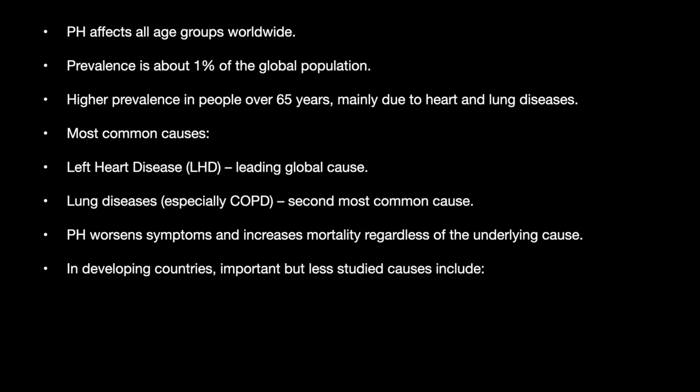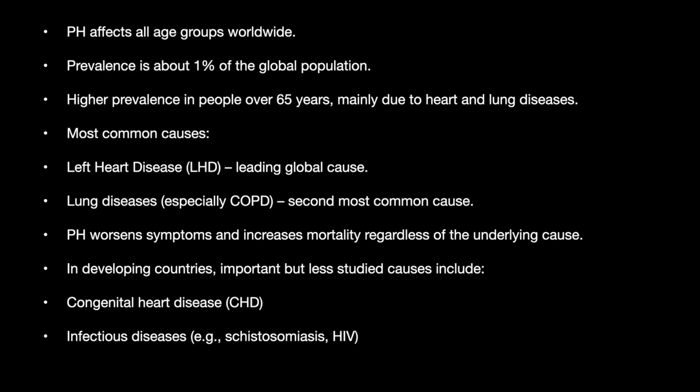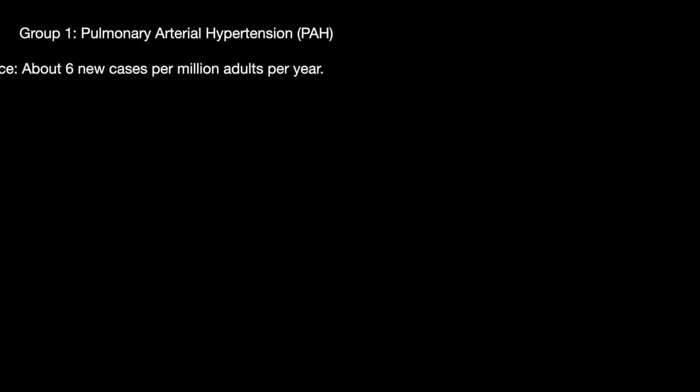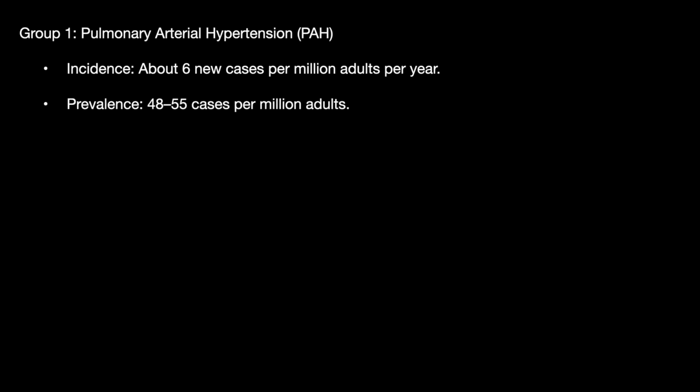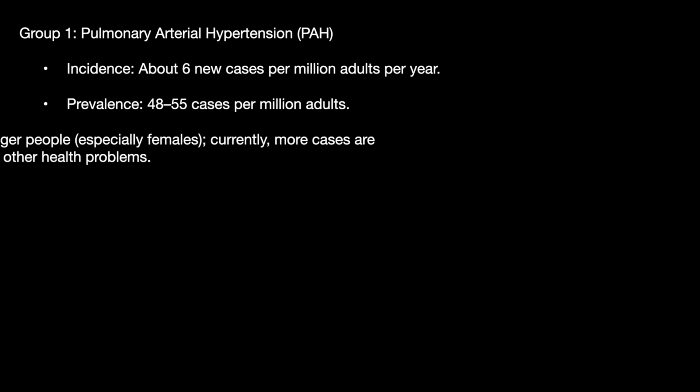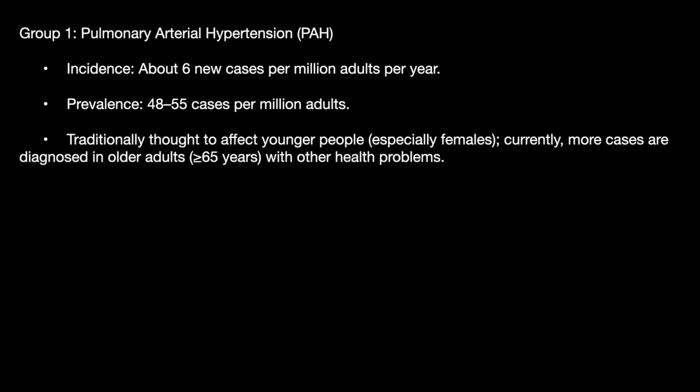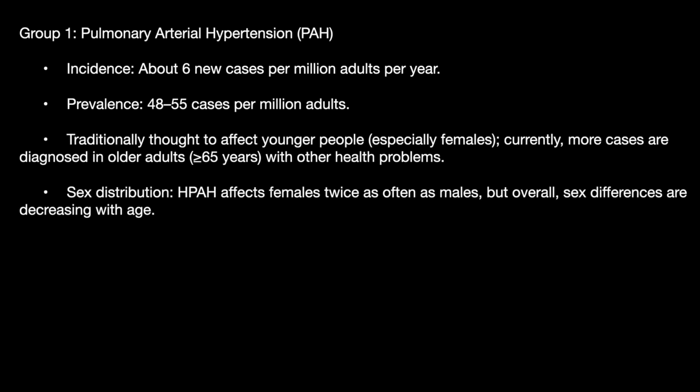Now, in developing countries, important but less studied causes include congenital heart disease, infectious diseases like schistosomiasis and HIV, and high altitude, that is, patients who have chronic hypoxia. So, if we go group-wise, regarding group 1, that is pulmonary arterial hypertension, the incidence is around 6 new cases per million adults per year. The prevalence is 48 to 55 cases per million adults.